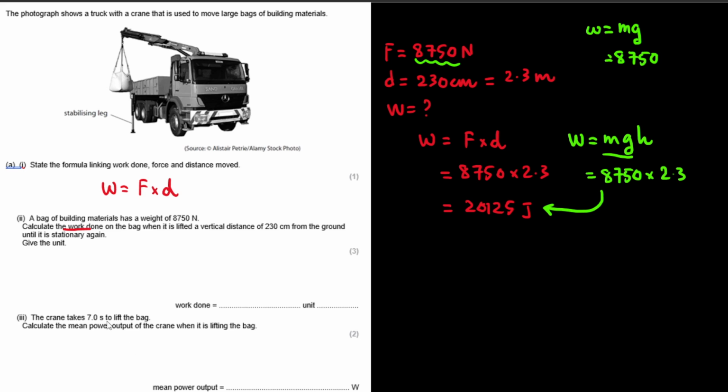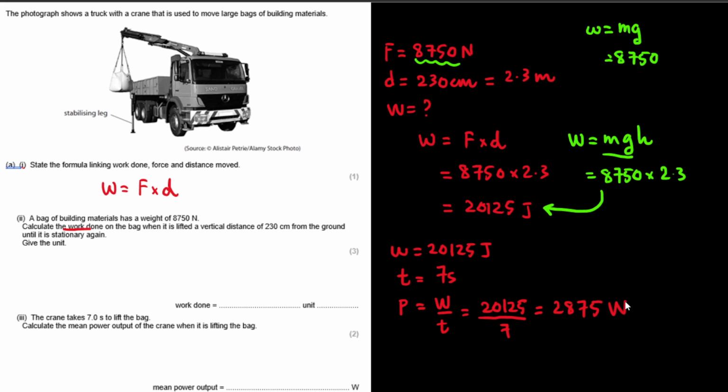So the crane takes 7 seconds to lift the bag. Calculate the mean power output of the crane when it is lifting the bag. So we know that our work done is 20125 joules, and the time taken T is 7 seconds. So your power is equal to W over T. Your W is 20125, and you can lift it in 7 seconds. So your power would be 2875. The unit is watt.